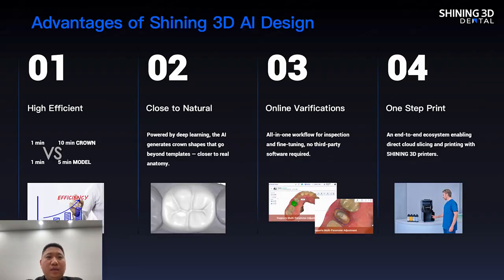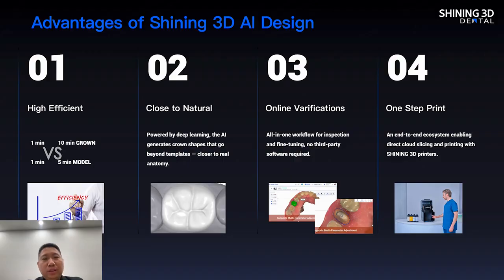I think there are a lot of advantages of Shining 3D AI. First, high efficiency. For an experienced technician, he might take around 10 minutes to design the crown, and he might spend 5 minutes to design the model. But with Shining 3D AI, it can use less than 1 minute to generate the crown and the model.